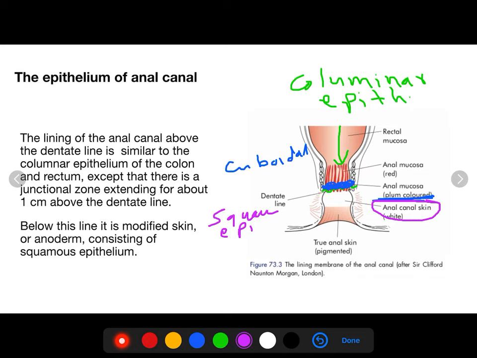After that يجي anal verge اللي هو يكون true anal skin, اللي هو يكون pigmented skin like the skin of the body. So there is difference in the lining of epithelium of the anal canal.